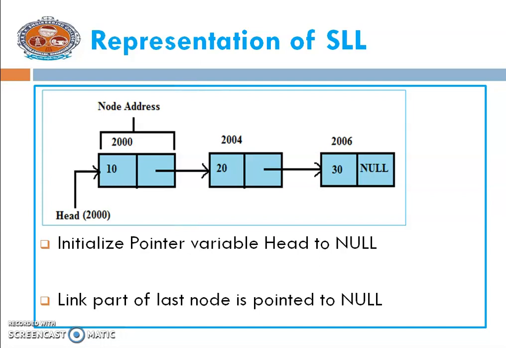Here is a representation of single linked list. Our example consists of three nodes where the data is 10, 20, 30 respectively, and the addresses of the nodes are 2000, 2004 and 2006 respectively.